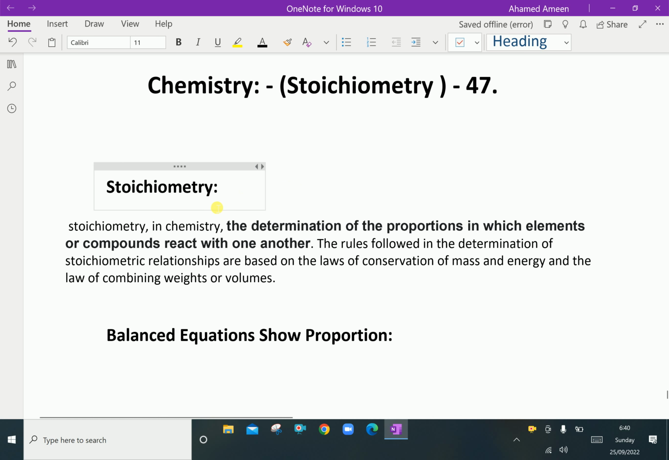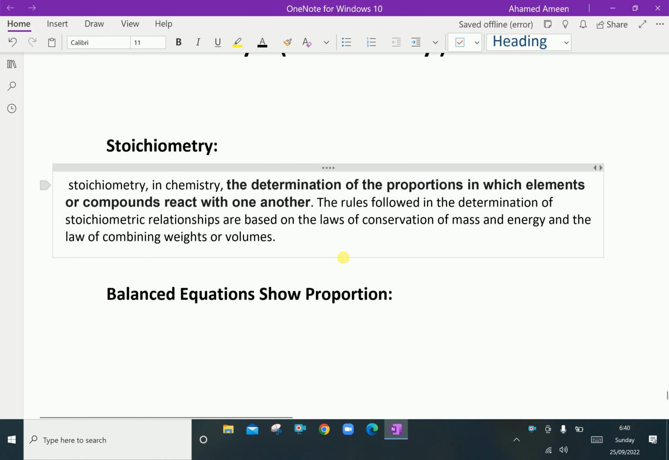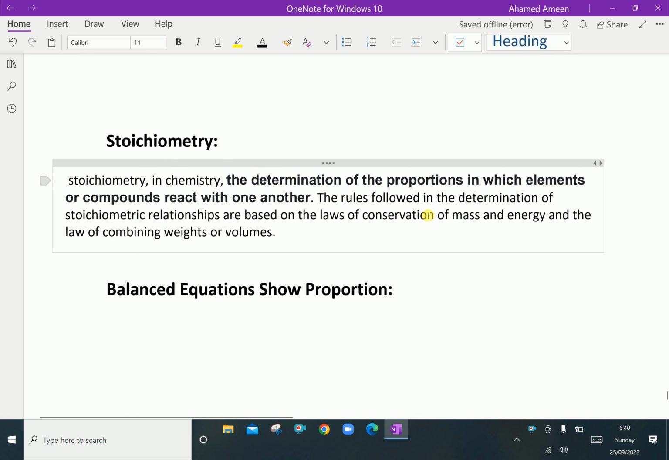What is stoichiometry? Stoichiometry in chemistry is the determination of the proportion in which the elements or compounds react with one another. The rules followed in the determination of stoichiometric relationships are based on the laws of conservation of mass and energy and the law of combination of weights and volumes.